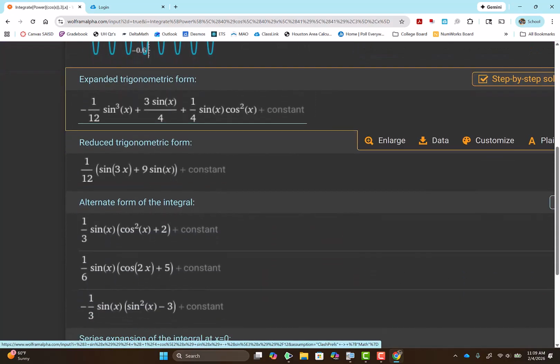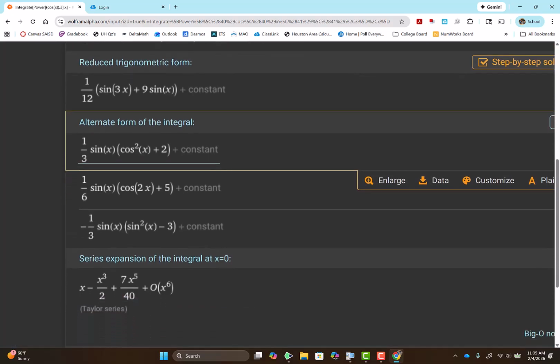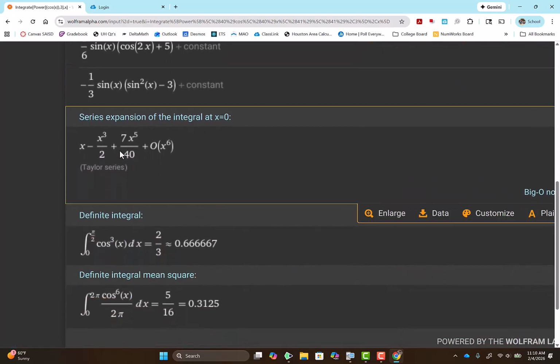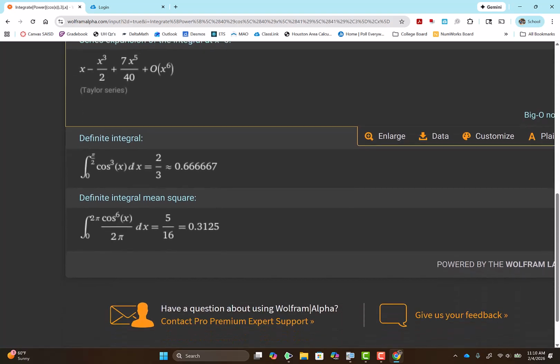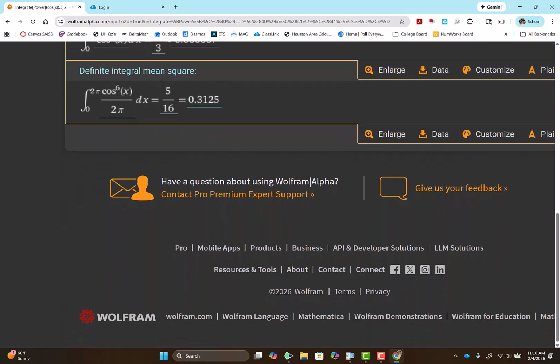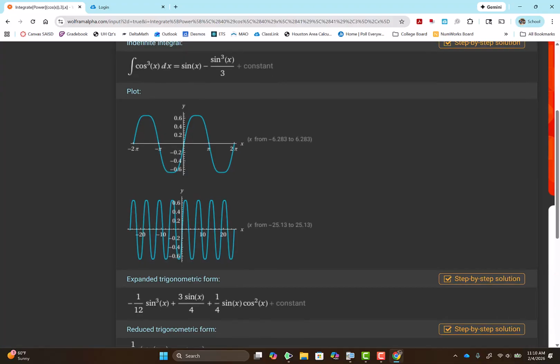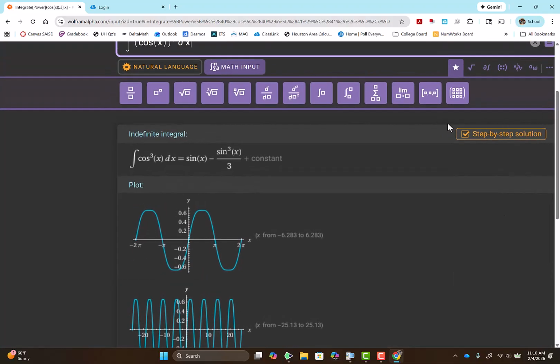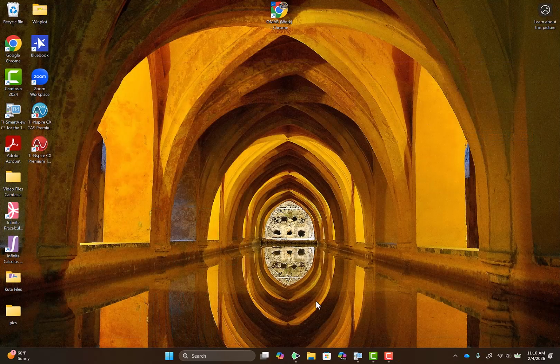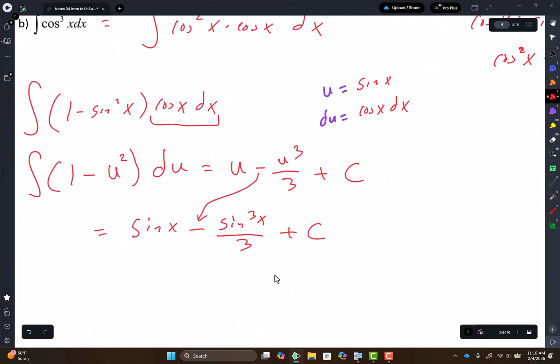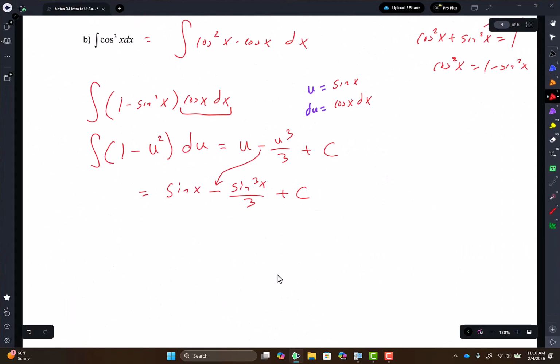Expanded trig form, reduced alternate form of an integral, series expansion. That's for BC. You're going to get there eventually. Okay, well, here's how you can check, but I don't like it. Okay, tell me, Kyle, what are you thinking about?